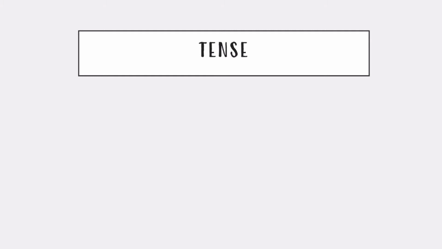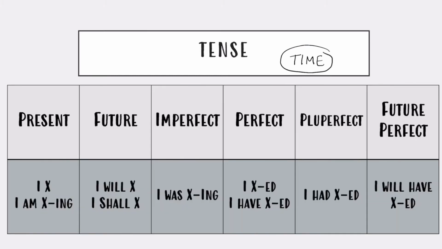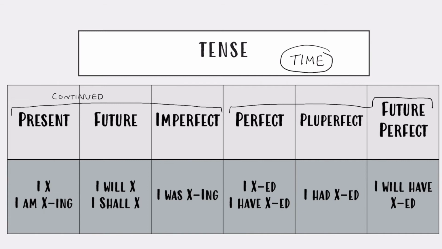That takes us to tense. So tense is all to do with time, when an action takes place. This gives you the overview table of Latin tenses. You only have 6 to learn. It makes it sound so manageable. The present, future, and imperfect are usually considered to be continued tenses. So the action is continuing at the time that you are talking about, even if that's in the future. And the perfect, pluperfect, and future perfect are all actions that have been completed.